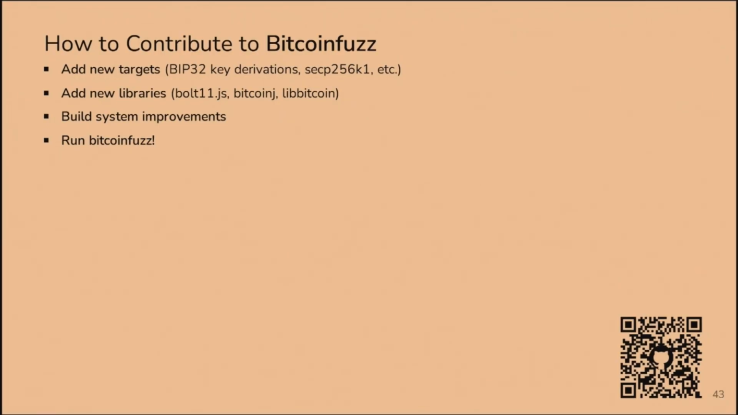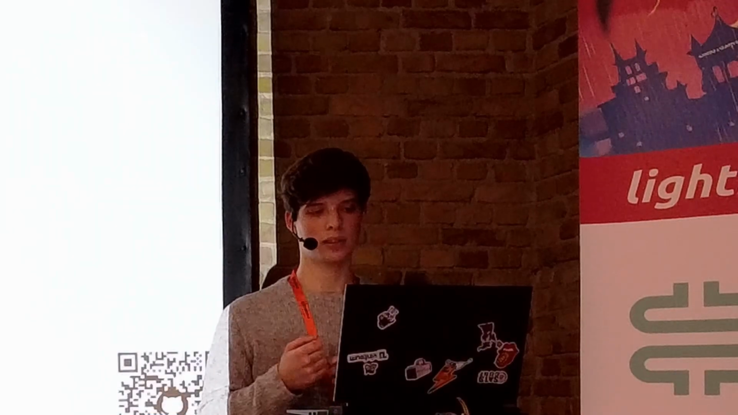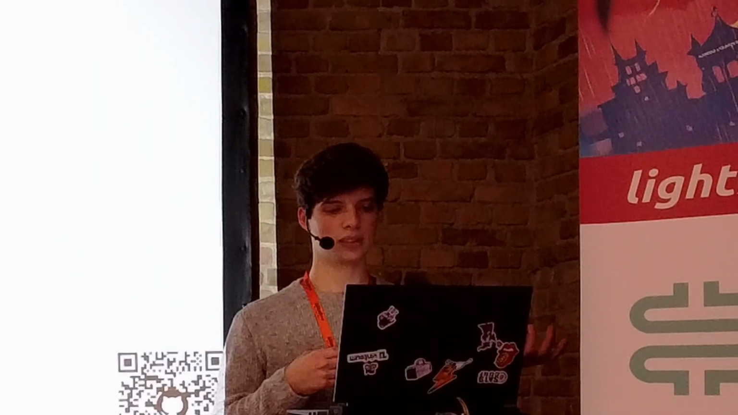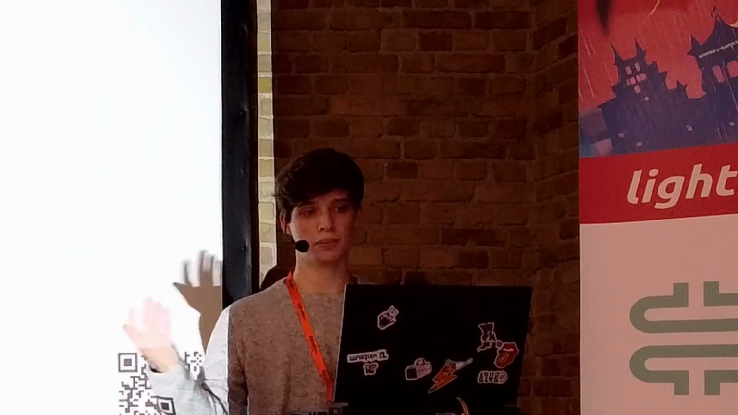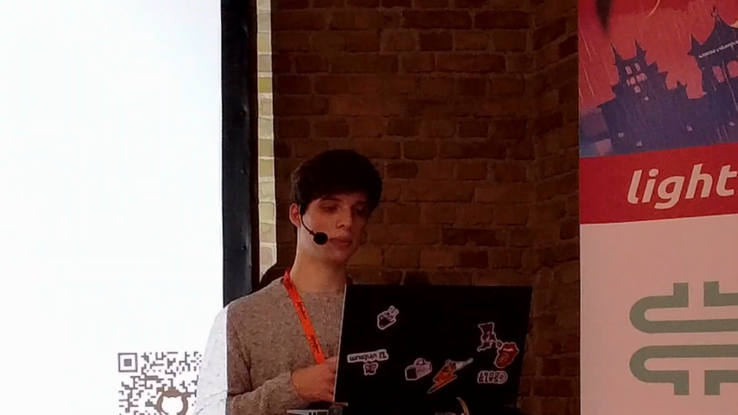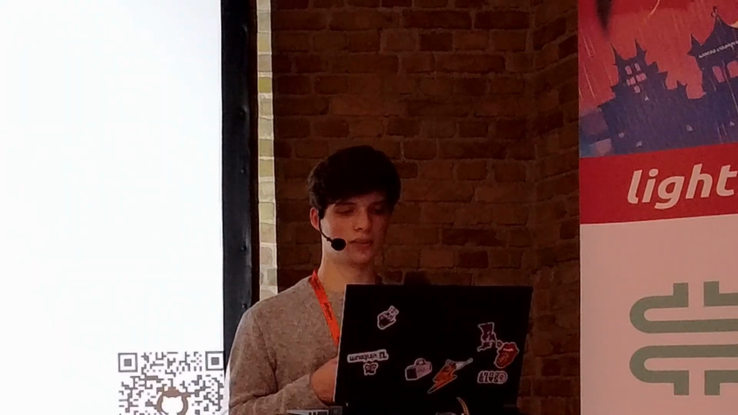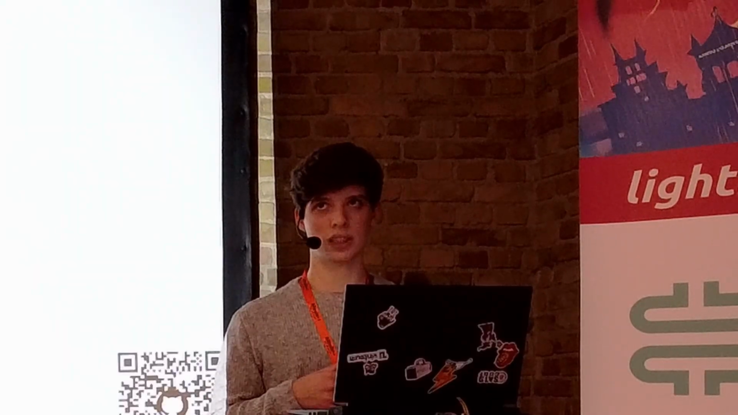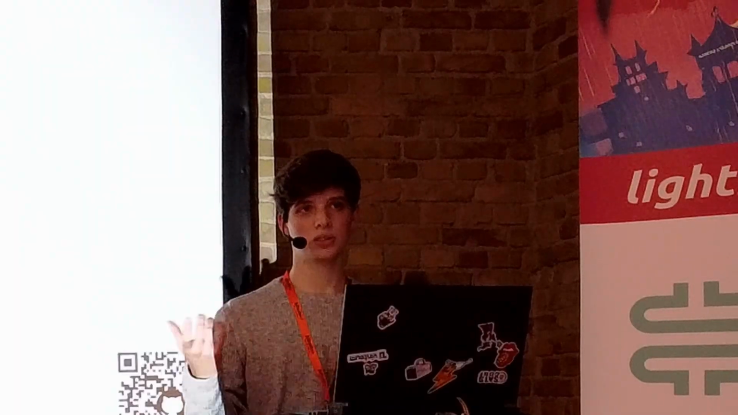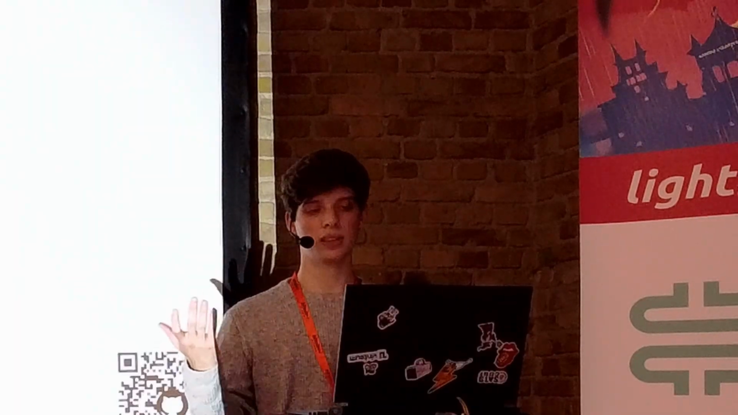How to contribute to Bitcoin Fuzz? Currently in Bitcoin Fuzz, it would be nice to add new targets. There is someone working on BIP32 key derivation, so we could have Bitcoin Core BIP32 key derivation compared with other libraries. And for secp256k1, we could have, I don't know, verifying a signature compared with other secp libraries.